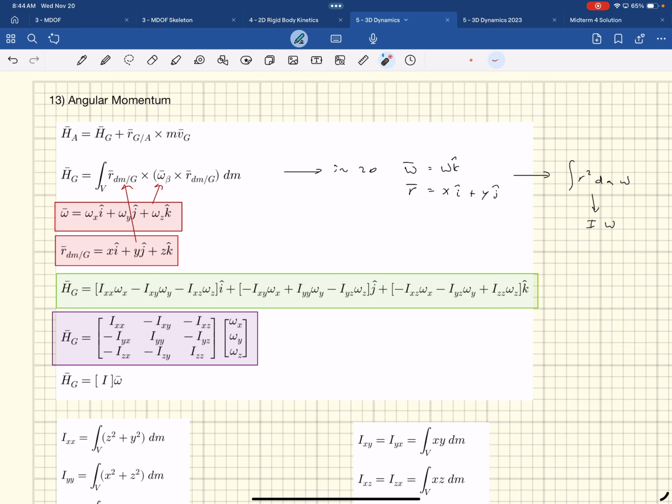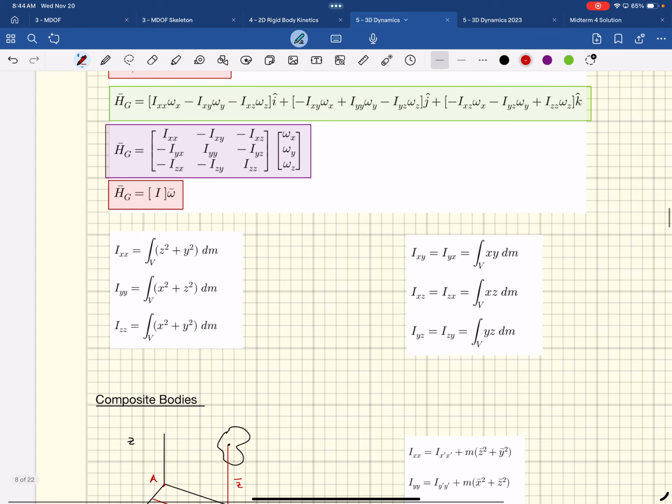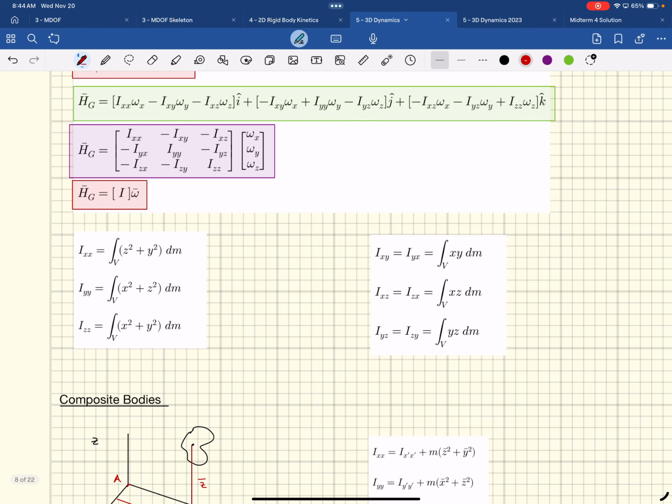Eventually we're going to derive our moment equations in matrix notation as well. But what's neat about it is it does simplify down to just I times omega. It's just that now omega is three terms, omega x, omega y, and omega z, and I is a matrix. That's a tensor. It's an inertia tensor. That's what that's called.